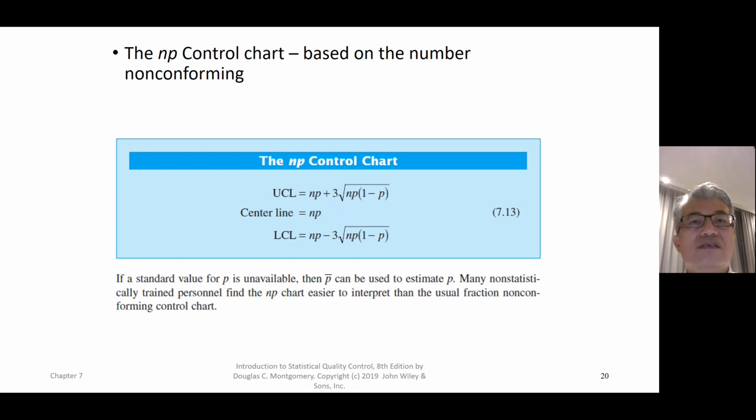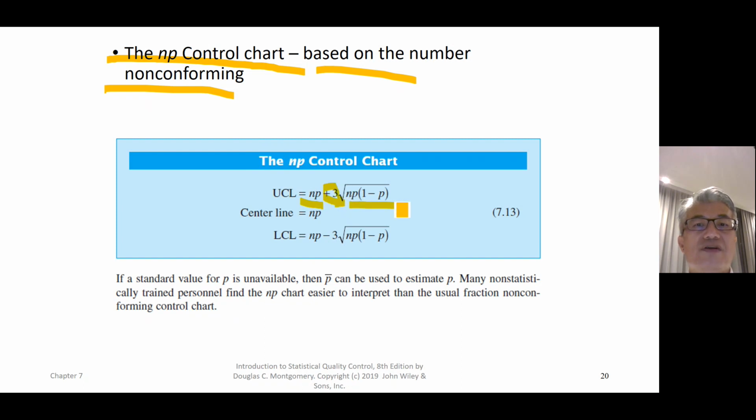Next, we're going to move to the np chart. This is the number of nonconforming items. The limits are np plus or minus 3 times the square root of np(1-p).